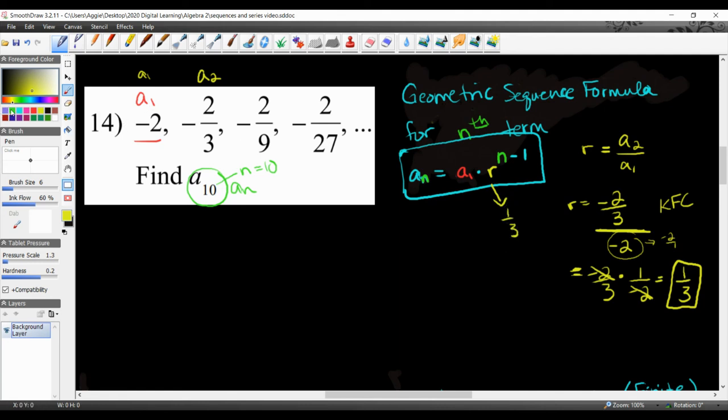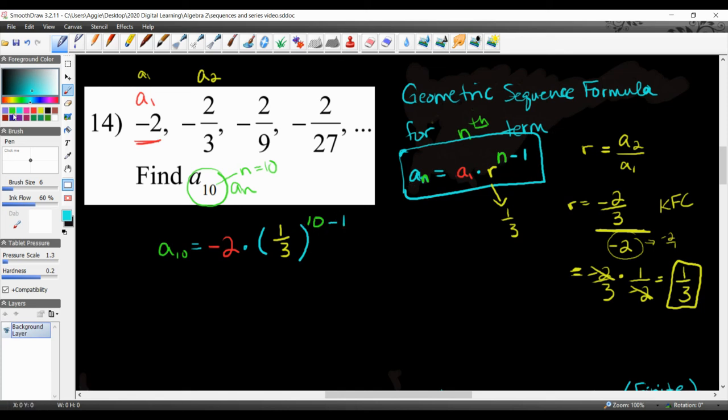So let's go ahead and write this out. We have a sub 10 is equal to a sub 1, which is -2. We already have that right here. So -2 times our ratio. I'm going to put this in parentheses because I don't want to confuse multiplying 1/3 with 2. Remember, 1/3 has a power, so we do have to raise it to the power of 10 minus 1, because it's n minus 1. So this part right here is the n minus 1.